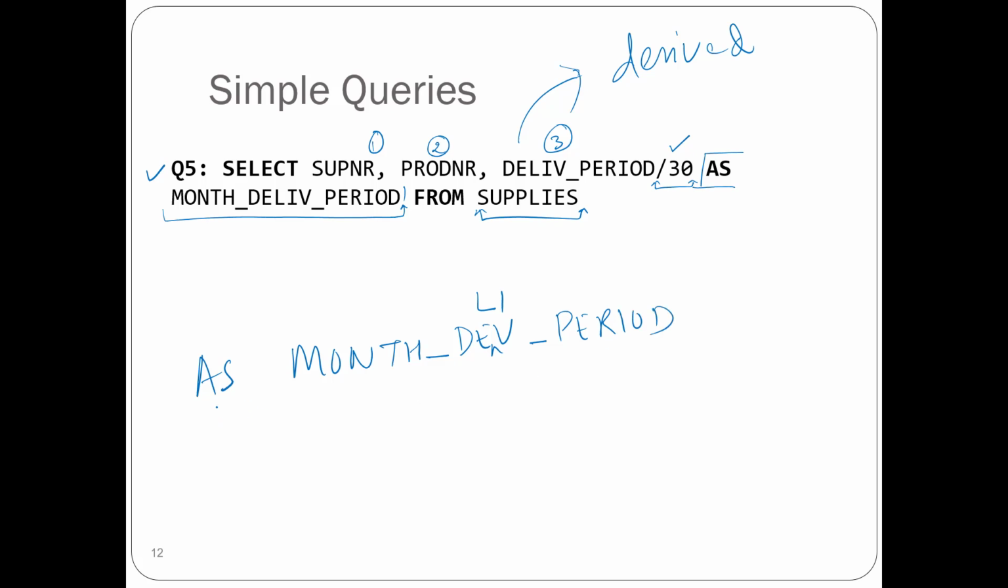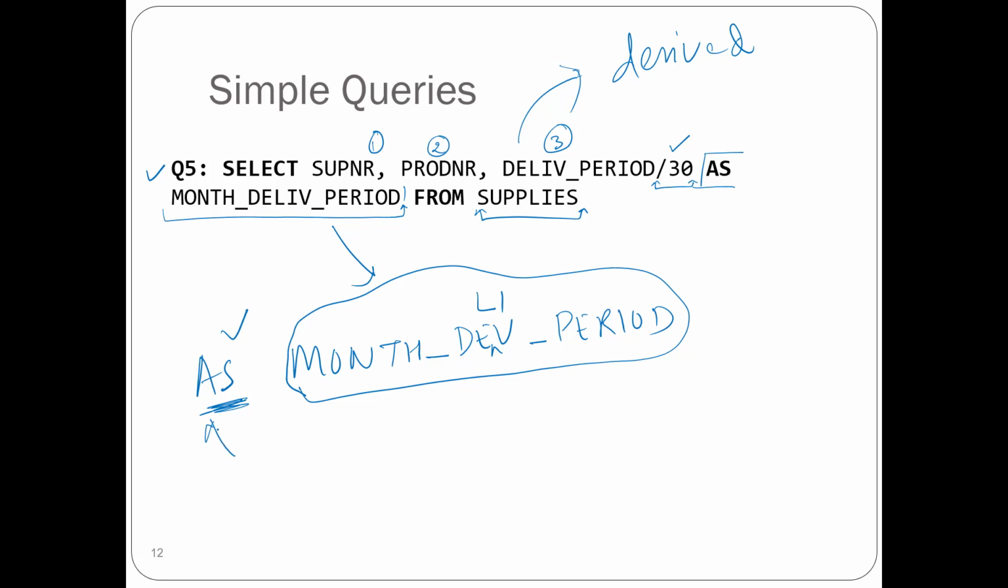So this part, what is the purpose of using the keyword AS? The computation that we have done here, which is deliv period divided by 30, is given a new name. What is this new name? The new name is over here. So the result that you will get will have 3 columns. The first column would be sub NR, the second column would be prod NR, and the third column will have a new name here, which is month deliv period.